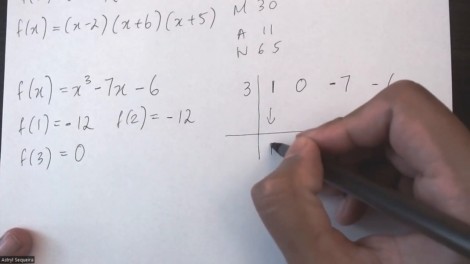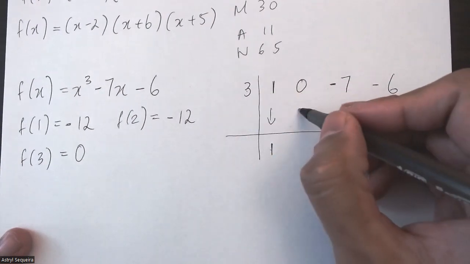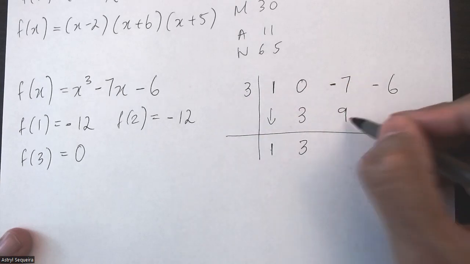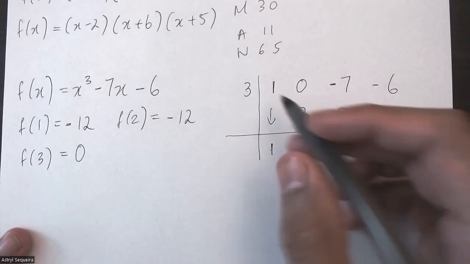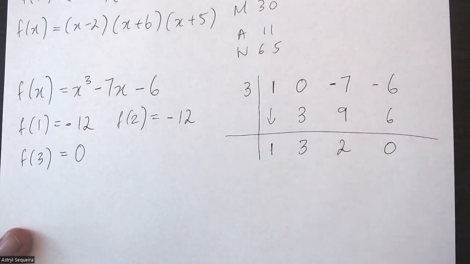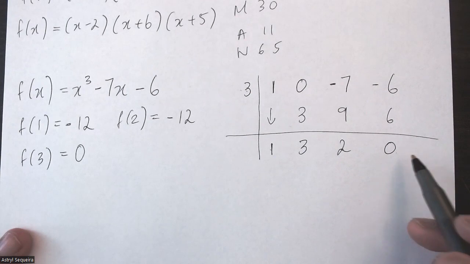Start by bringing the 1 down, multiply these two, 3, add those two, 3, multiply those two, 9, add those two, 2, multiply these two, 6, and again should be 0 at the solution over here.